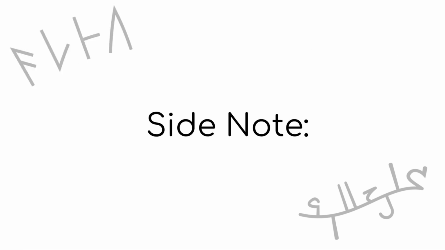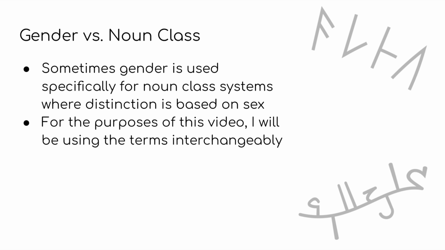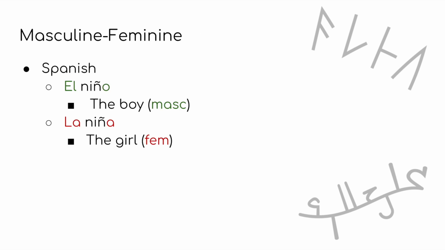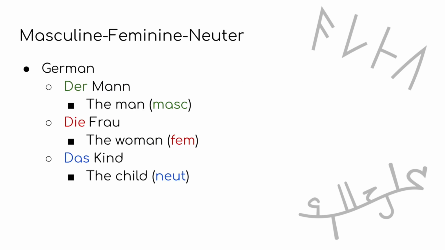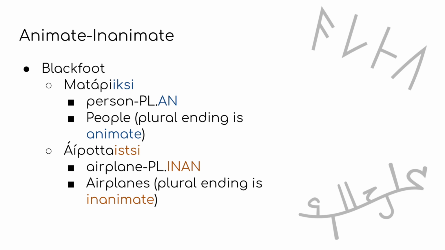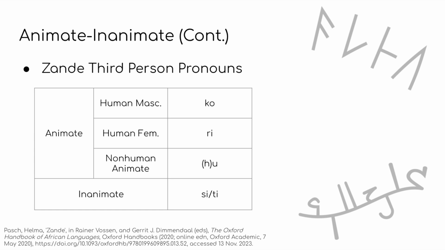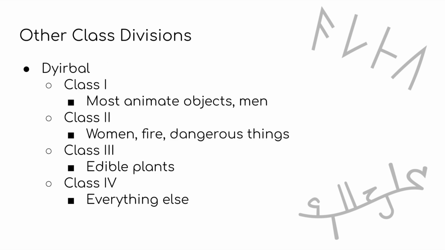Just as a quick side note, although the terms noun class and gender are sometimes distinguished, with noun class often being used in systems with a large number of divisions, I will be using the terms interchangeably for the purposes of this video. Anyway, gender can manifest in a variety of ways. A masculine-feminine distinction is common in many European languages, and some go further and also have a neuter gender. Other languages have a distinction based on animacy, grouping animate and inanimate nouns into two distinct categories, sometimes with further subdivisions. Although those are the most common subtypes, other divisions also occur.